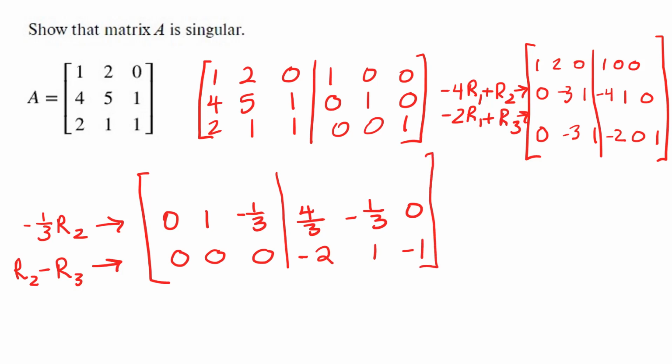And so you're never going to be able to get a 1 in the lower right, because there's just no way to do it without messing up your other rows. So that is why this ends up being singular. It does not have an inverse.